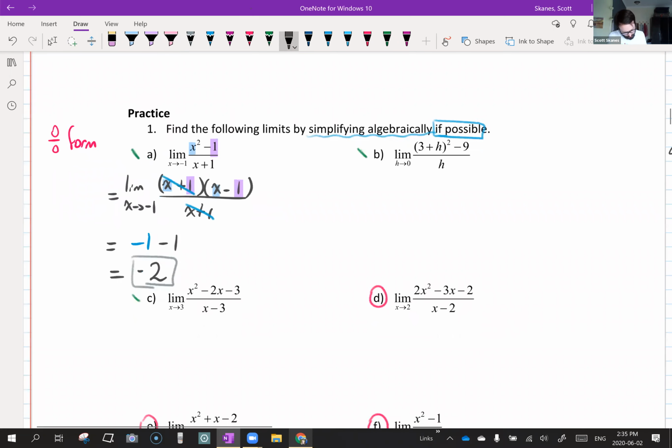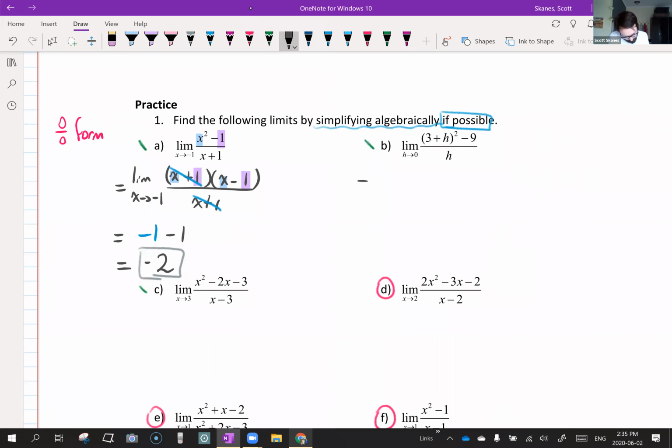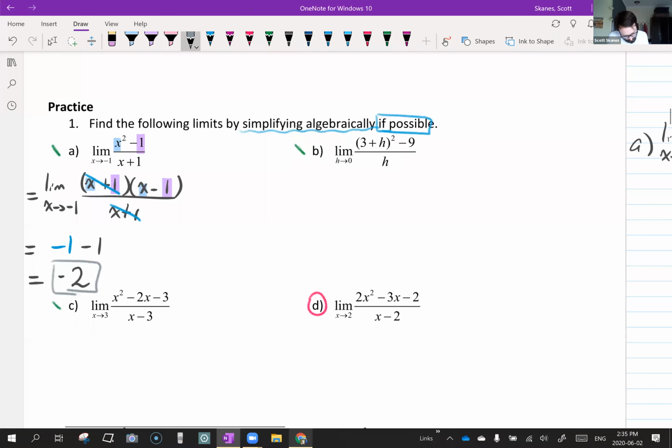The next one's a little bit tricky, but I'm not worried. Let's see if we can handle it. I'm going to do the simplification on the side here. So 3 plus h, we need to square that. We need to expand that out. That's the same as 3 plus h, 3 plus h. So our regular method, multiply these together, multiply these together, multiply these together, multiply these together. 9 plus 6h plus h squared is what you'll get.